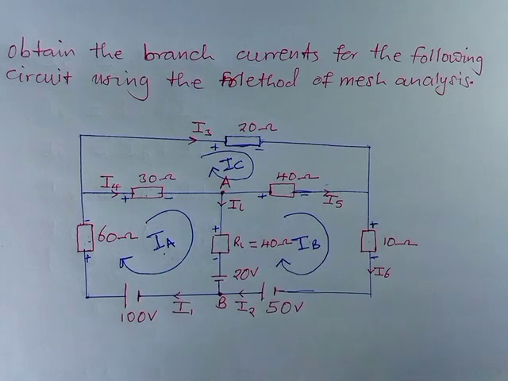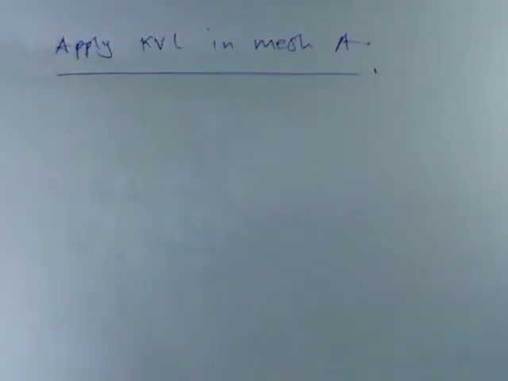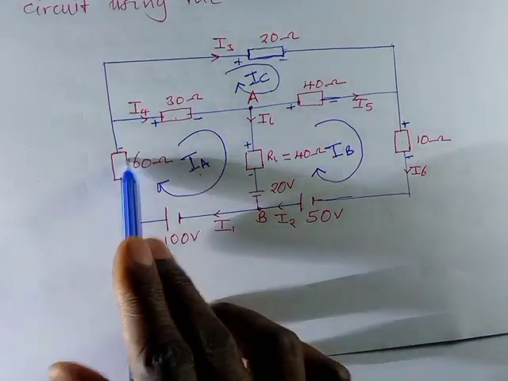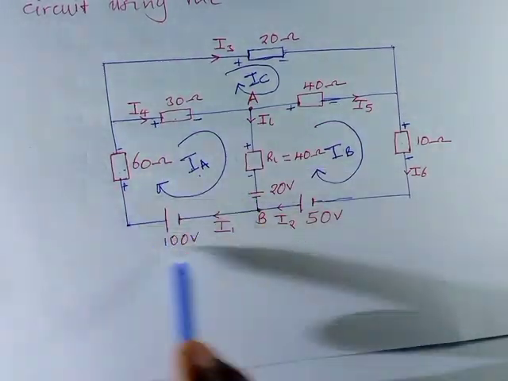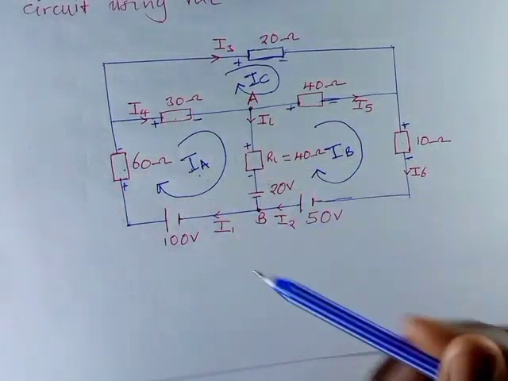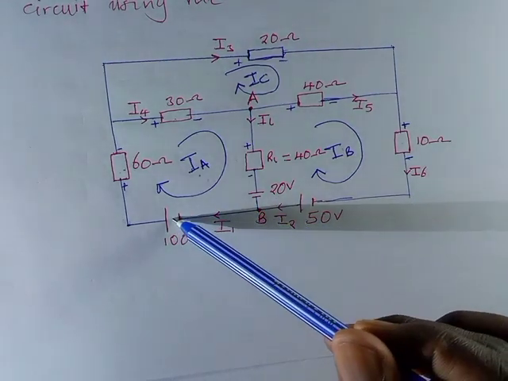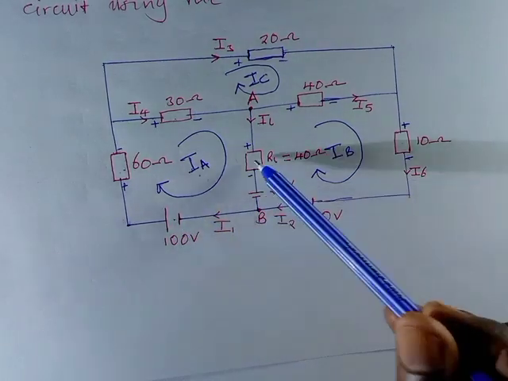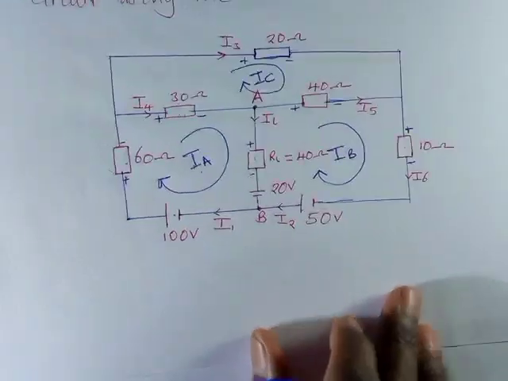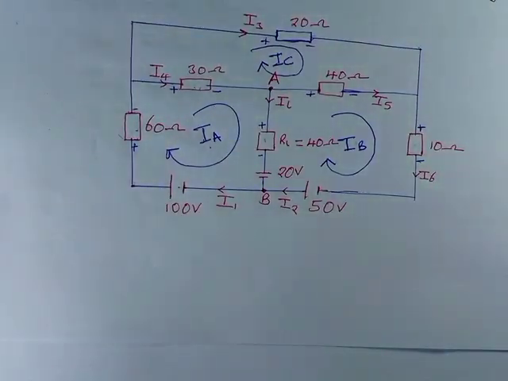Let's start with the first mesh. Okay, so I'll say mesh 1 or mesh A. Apply KVL in mesh A. So actually in the first mesh we have this, that, and that one. I'll start with this one. We also have this. If you try to count the number of elements, we have this, we have that, we have this, we have that, and that one.